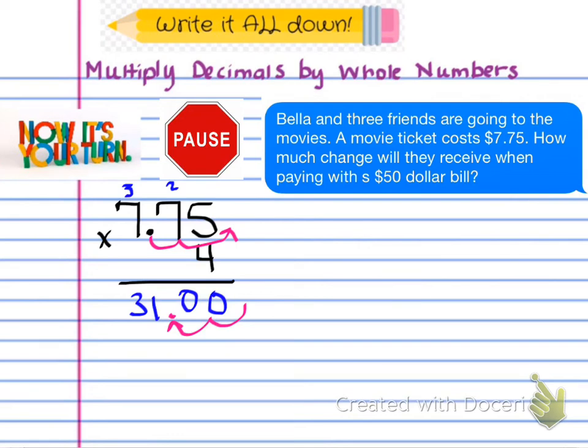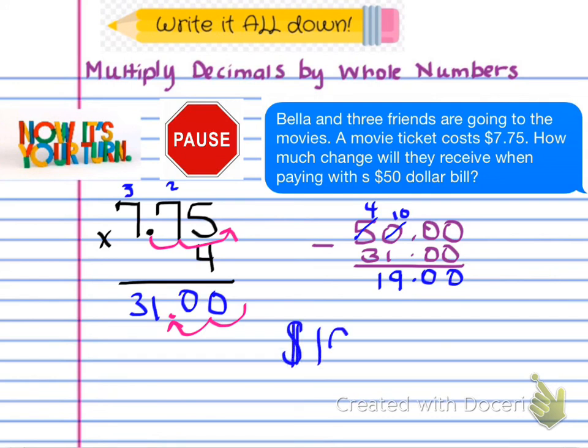And then it says how much change will they receive from a $50 bill. Now this one's actually pretty nice and easy because it's an even dollar amount, but let's go ahead and show that work anyway. So we would take our $50 and then we want to subtract out the $31 that they paid for the movie tickets. So now you can see that we're left with 0, 0 here, and then this becomes a 10 and this becomes a 4. 10 minus 1 is 9. 4 minus 3 is 1. So now you can see that they get $19 in change from their $50 bill.